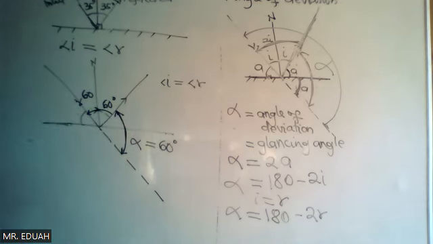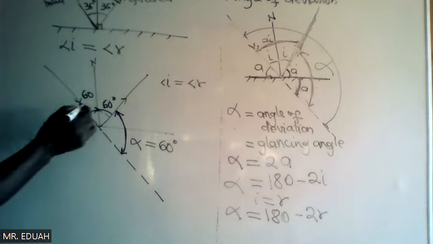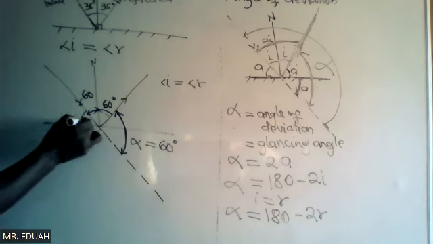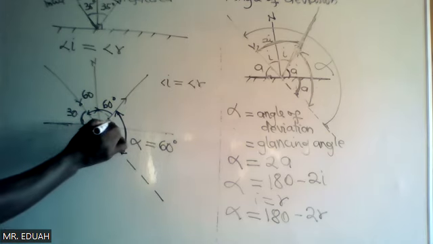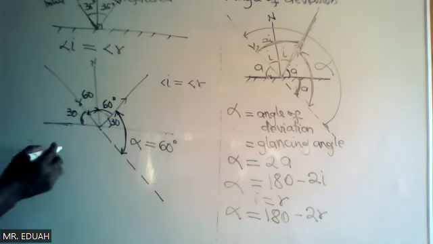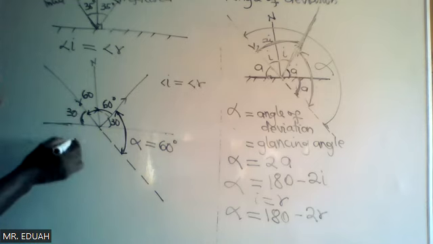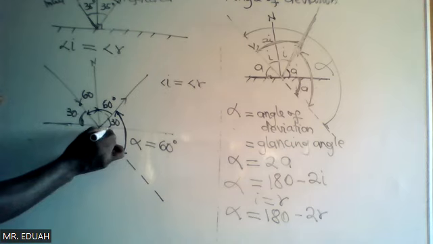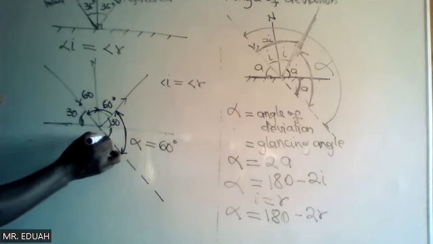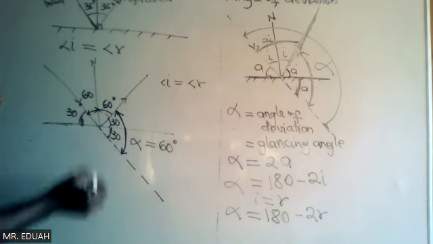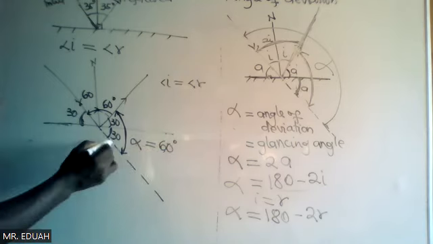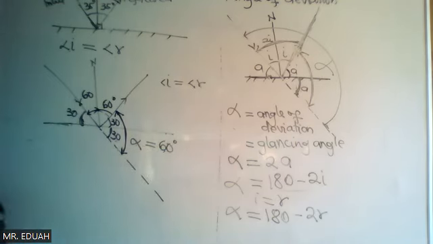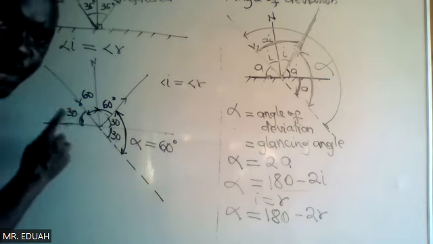But if this is 60, what will be this angle? 30. What will be this angle? 30. By vertically opposite angles, this is 30. What will be this angle? 30. We earlier applied this and got the angle of deviation to be equal to 60. When you add this and this, isn't it 60? Yes, sir. So both ways would work, but it depends on what information the question gives you.